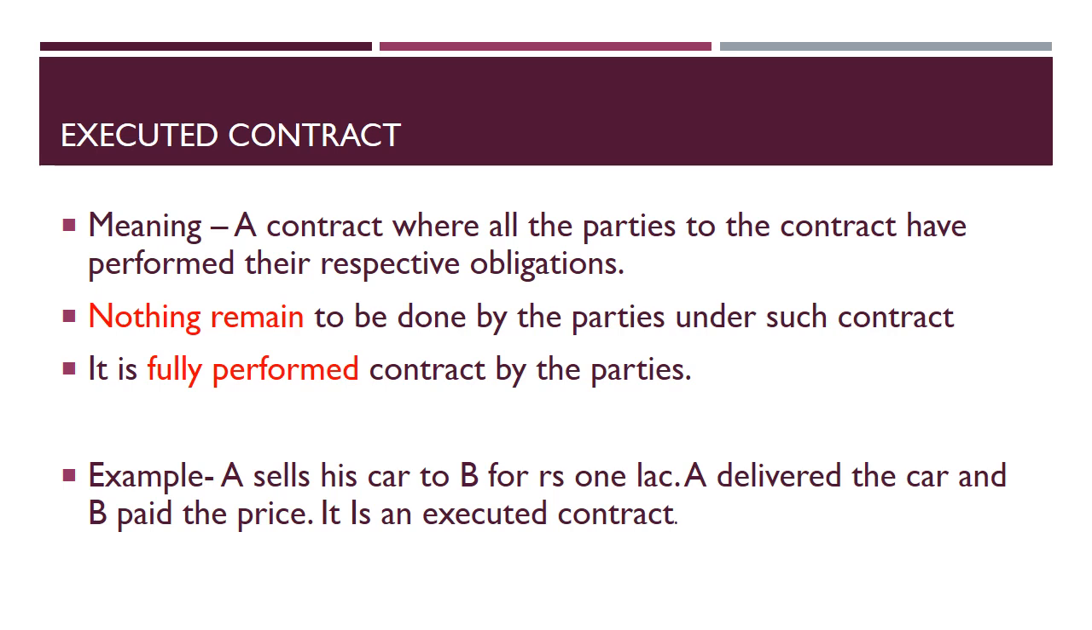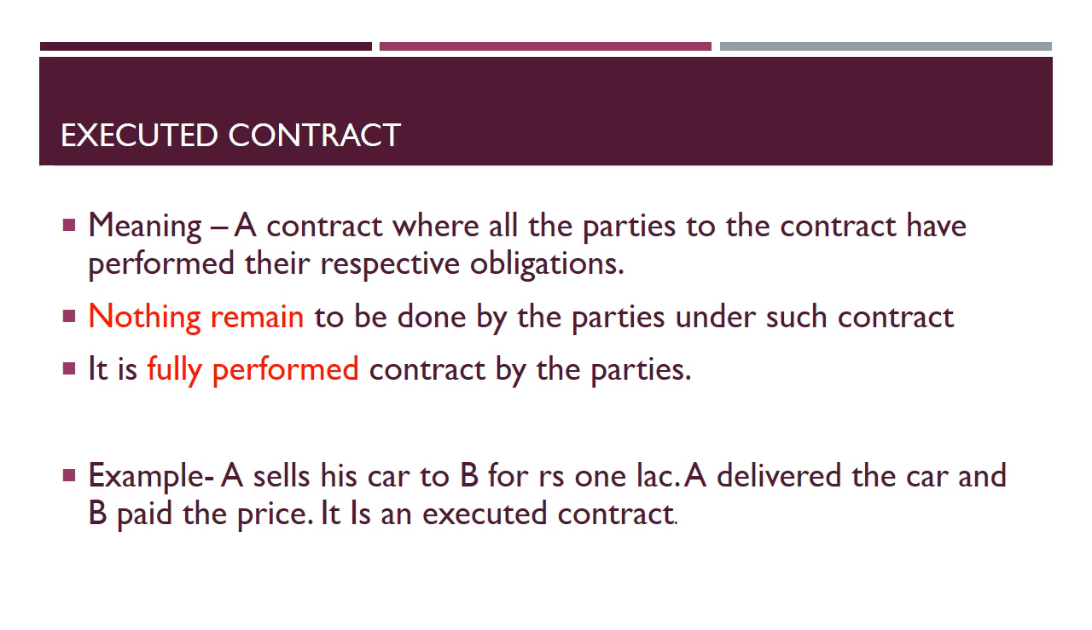Suppose A sells his car to B for rupees 1 lakh. So in this case, A has to sell the car and B has to pay the money. If A delivered the car and B paid the money, then everything is done. Nothing is left to be done now. So that is an executed contract.